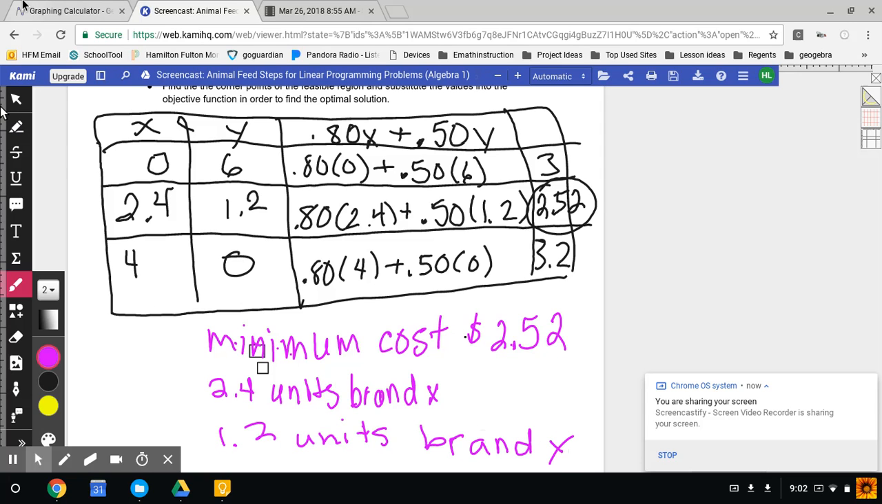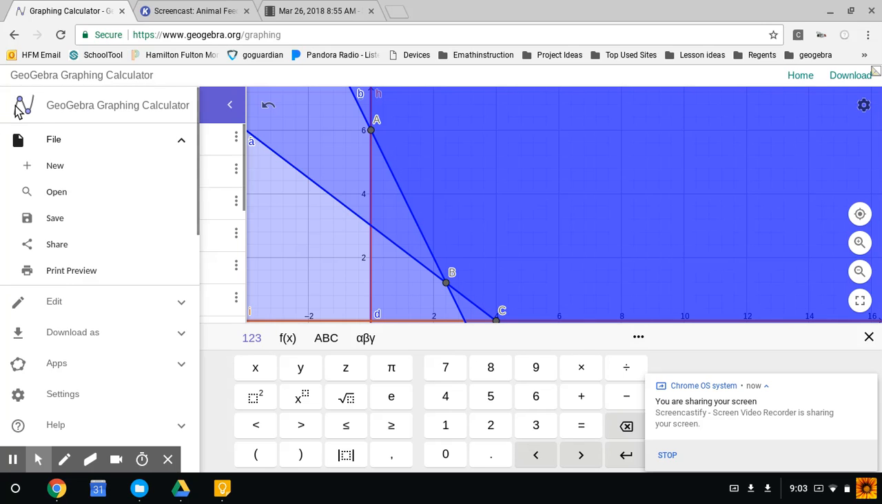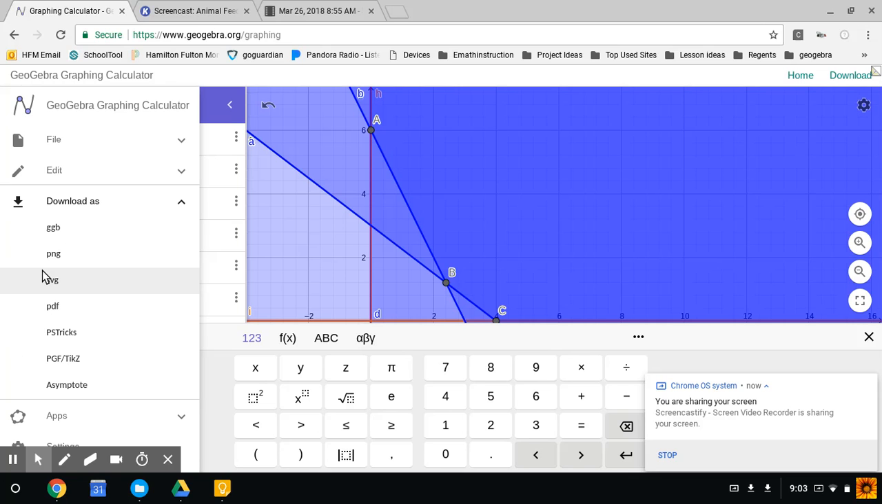Going back to your graphing calculator screen, you do have to label your graphs. So you need to label your equations. You need to label your X and Y axis. At that point, once you have your labels, you can go and do download as. You are going to download as a PNG. The PNG will save as an image that you can insert into both your electronic product and your slideshow.